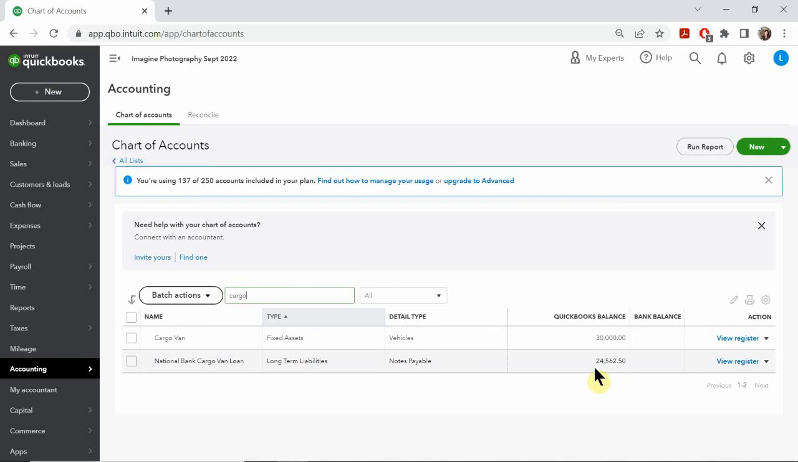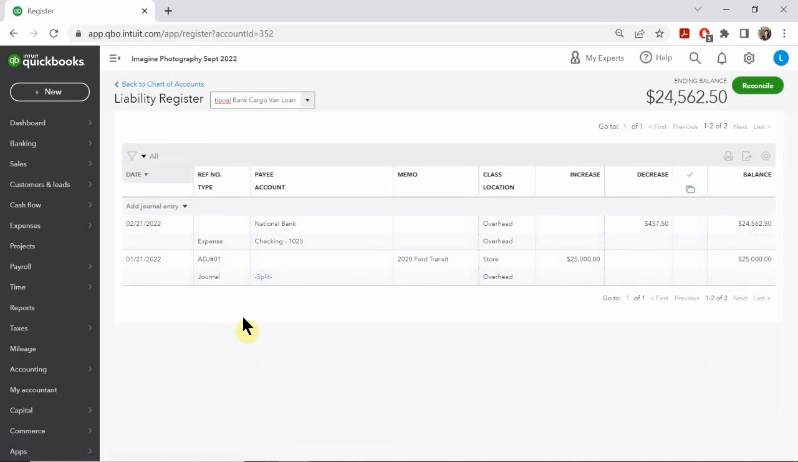Why is it $24,562 instead of $24,500? Because I never paid $500 towards my cargo van loan. I had to pay $62 worth of interest, and then the rest of my money went to the cargo loan. So again, that is exactly why you have this right here. Interest is not included in your loan here because that's not what you owe. You promised to owe the $25,000 first, and then the interest is included onto that.